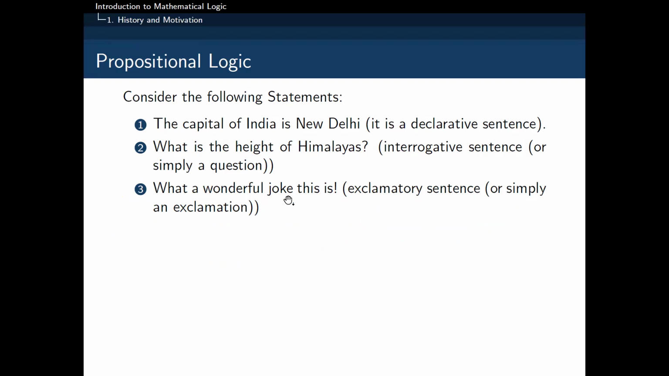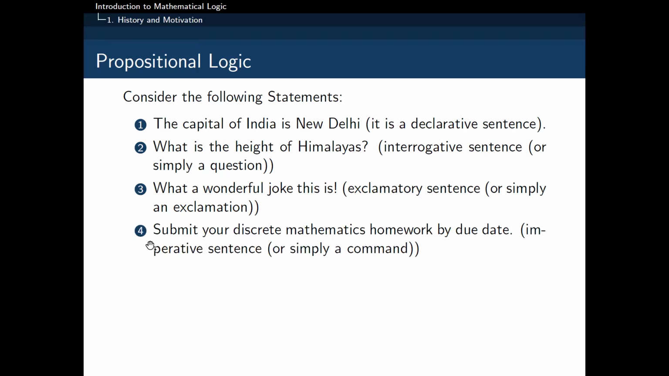Next, what a wonderful joke this is. This is an exclamatory sentence, or exclamation. Fourth sentence: submit your discrete mathematics homework by the due date. This is called an imperative sentence, simply a command.